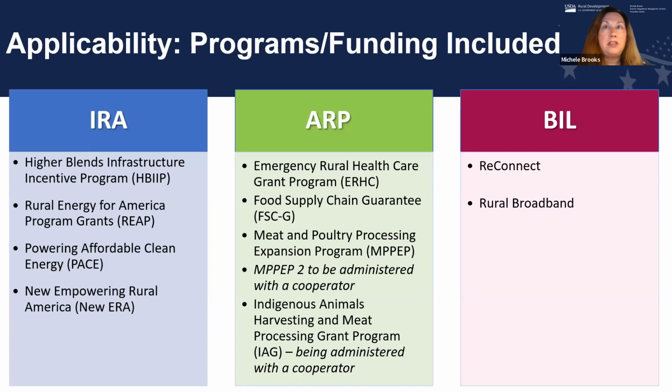This slide shows an easy-to-use chart that identifies the covered programs funded by each of the applicable funding sources. The RD instruction also includes the list of applicable programs that are covered by the voluntary signage policy. I want to spotlight two particular programs: the Indigenous Animals Harvesting Meat Processing Grant Program, known as IAG, and the Meat and Poultry Processing Expansion Program, MPEP, both of which are funded by ARPA. These two programs are unique from the other programs in that they are being administered and serviced by other organizations through cooperative agreements. Gail Hoskinson will address in a few moments how those are being handled. Next slide.